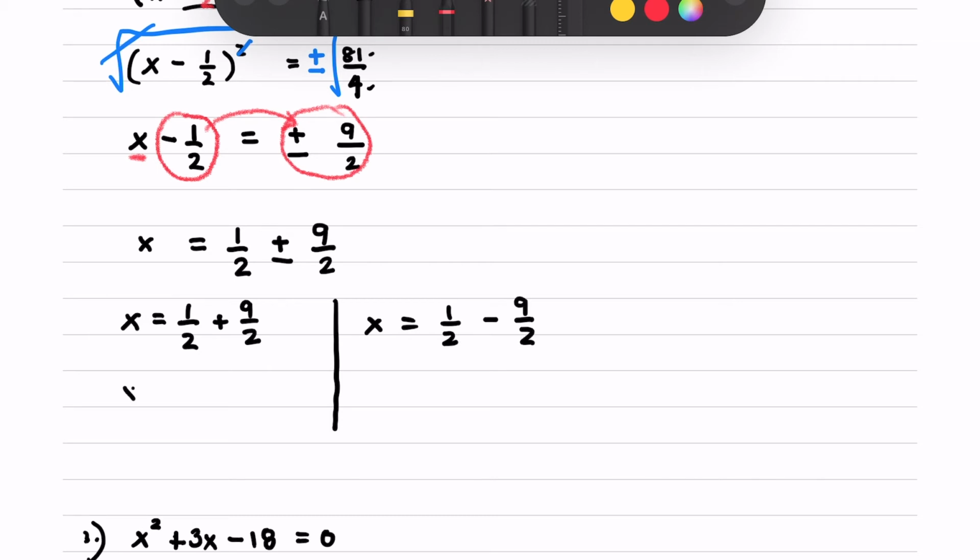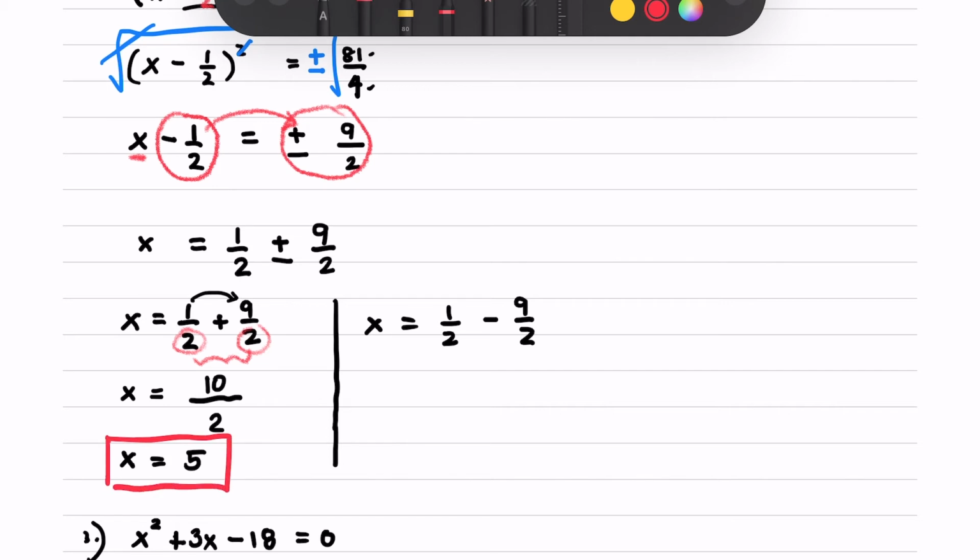Okay, so add natin to since similar sign sila. So, we have, pag nag-a-add kayo ng fraction, kapag parehas yung denominator nila, just copy lang yung denominator. Pag nag-a-add lang, ha? At nagsasubtract. So, 2. So, add mo lang yung numerator. So, 1 plus 9, that is 10. So, simplify if kailangan i-simplify. So, what is 10 divided by 2? That is 5. So, yung first root natin is 5.